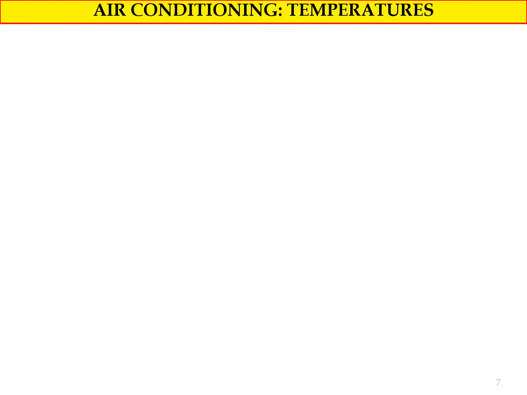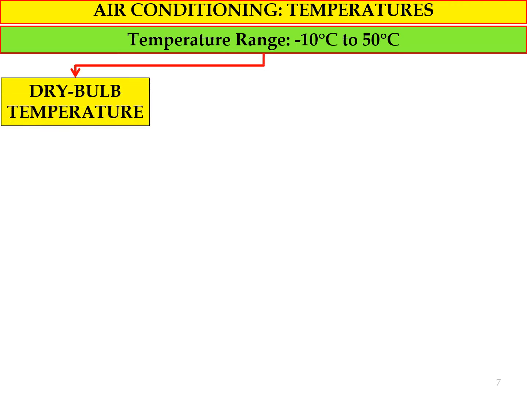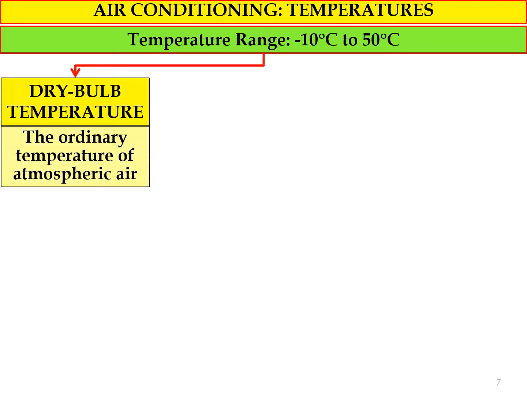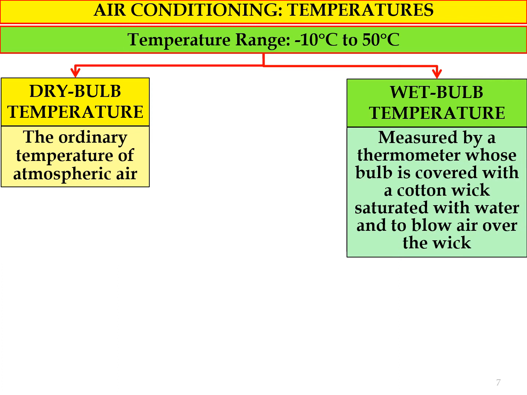Air conditioning temperatures. This is the temperature range of an air conditioning system, which is from minus 10 degrees Celsius to 50 degrees Celsius. And in the air conditioning system, we should know three types of temperature. The dry bulb temperature, the ordinary temperature of the atmospheric air, and another one is the wet bulb temperature. It is the temperature measured by a thermometer whose bulb is covered with a cotton wick saturated with water, and air is blown over the wick.